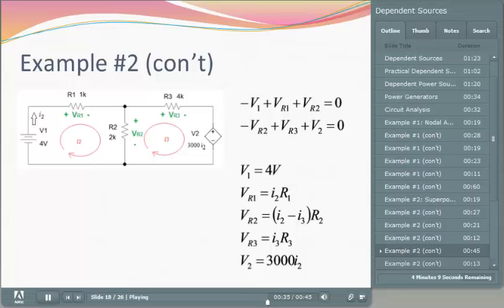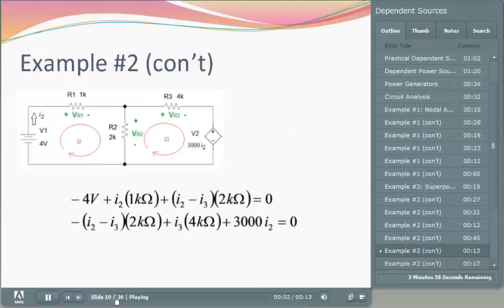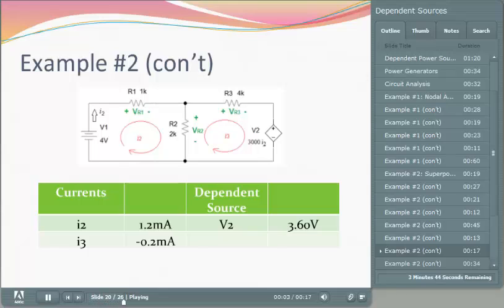Note that I can only say this because the current going through the mesh on the left-hand side of the circuit happens to be equal to I2. After substituting in the equations from Ohm's law into the equations obtained using Kirchhoff's voltage loop equations, we have the set of equations listed on the bottom of this slide. Solving for the currents flowing through the mesh, I2 is equal to 1.2 milliamps and I3 is equal to minus 0.2 milliamps. The resulting voltage across the dependent source is 3.6 volts.